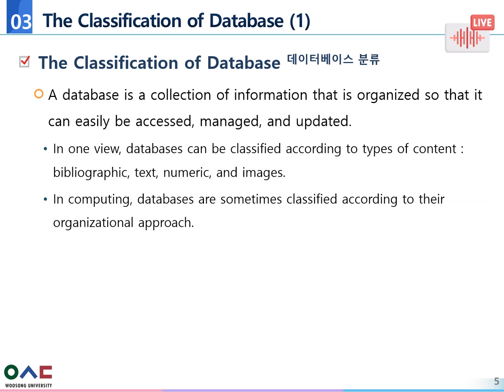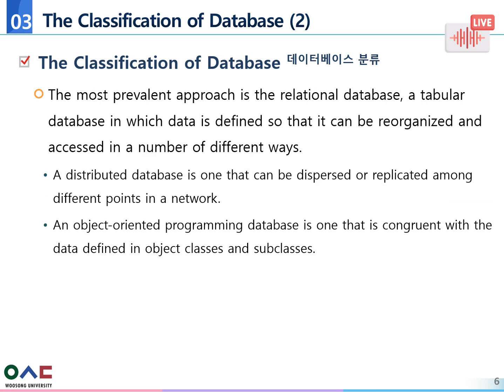The classification of database. A database is a collection of information that is organized so that it can easily be accessed, managed, and updated. In one view, databases can be classified according to types of content: bibliographic, text, numeric, and images. In computing, databases are sometimes classified according to their organizational approach. The most prevalent approach is the relational database, a tabular database in which data is defined so that it can be reorganized and accessed in a number of different ways.